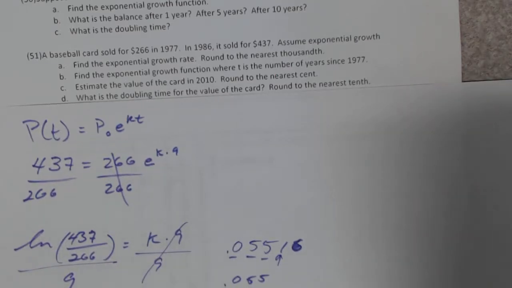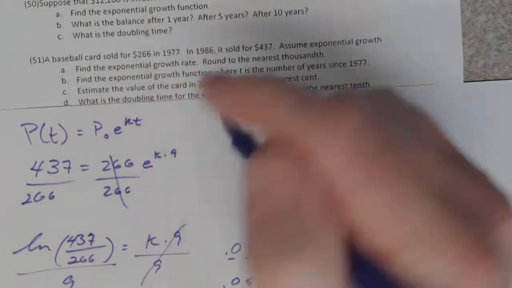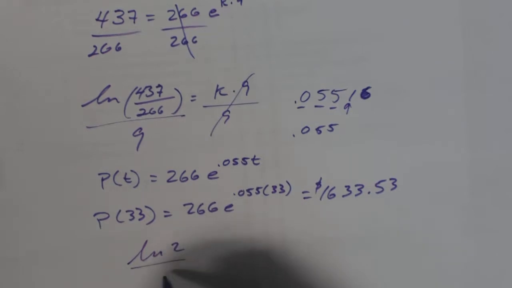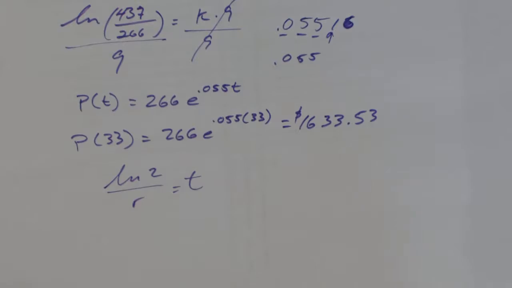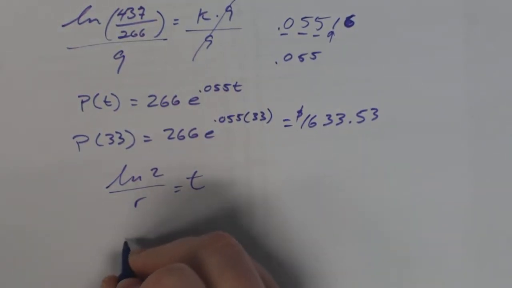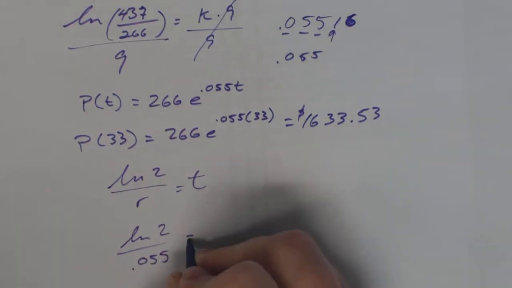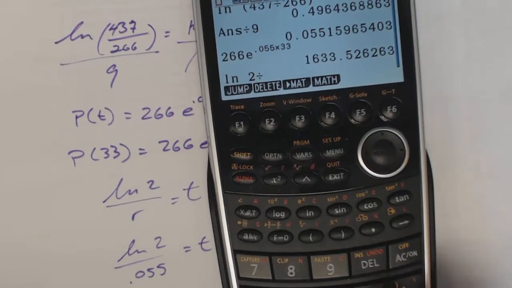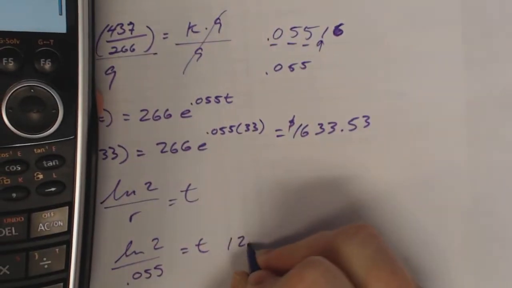What's the doubling time for the value of that card? Well, if you remember, we talked about doubling time in number 47, part D. We want to find out that little bit of information. So my rate, or my k value here, 0.055. So the natural log of 2 divided by 0.055. 12.6. It should take 12.6 years.